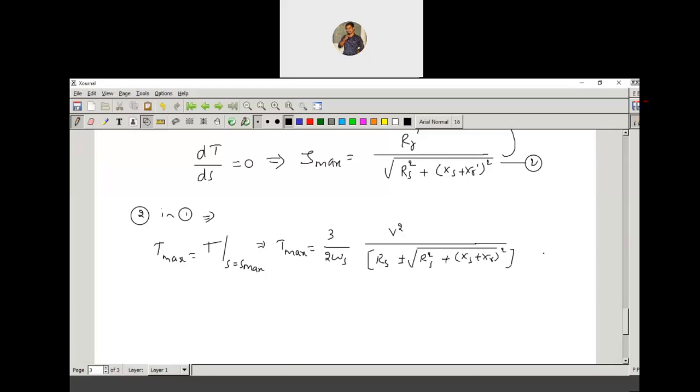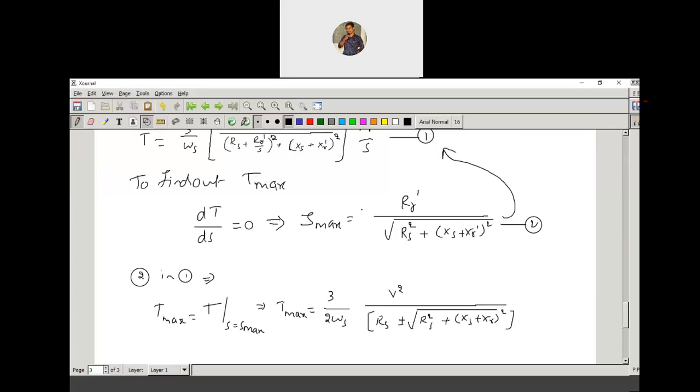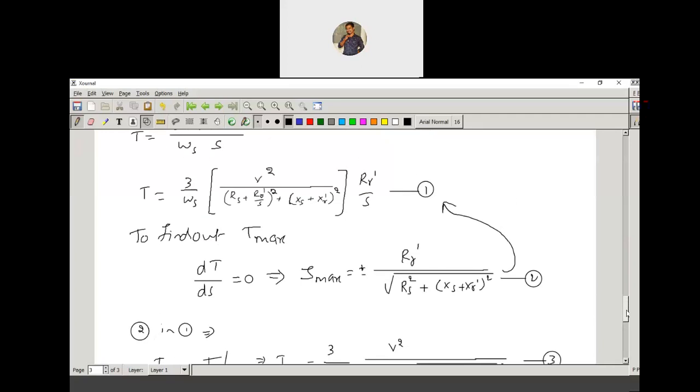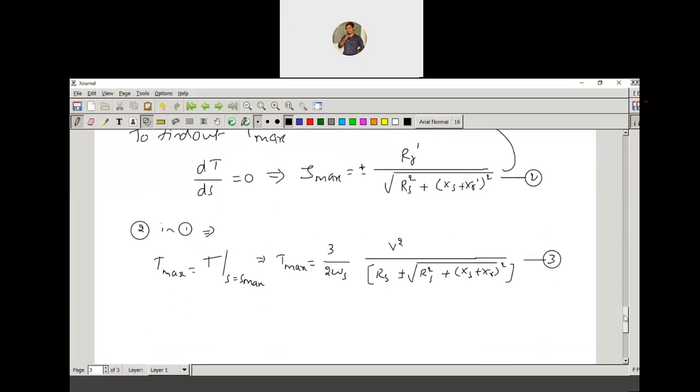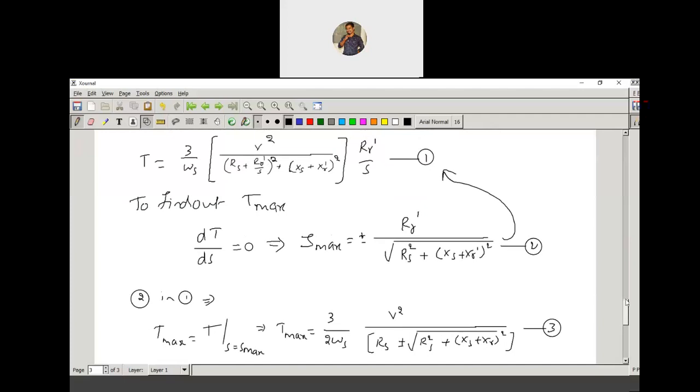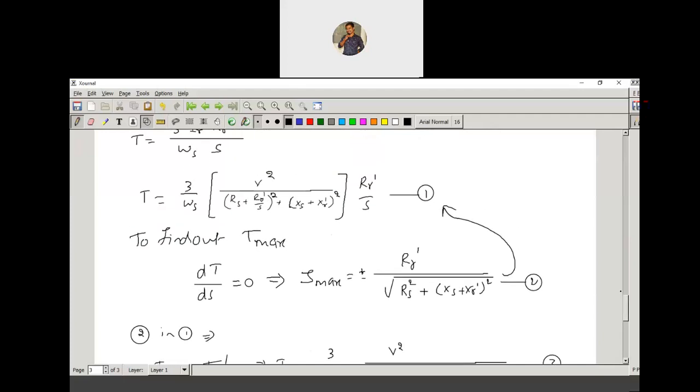Okay, and here this maximum slip can be positive or it can be negative. So that is the torque equation, equation 1 and equation 3. The first one is the generalized torque equation, and the third one is the maximum torque equation. So tell me anybody, if you want to find out the starting torque, what do you have to do?